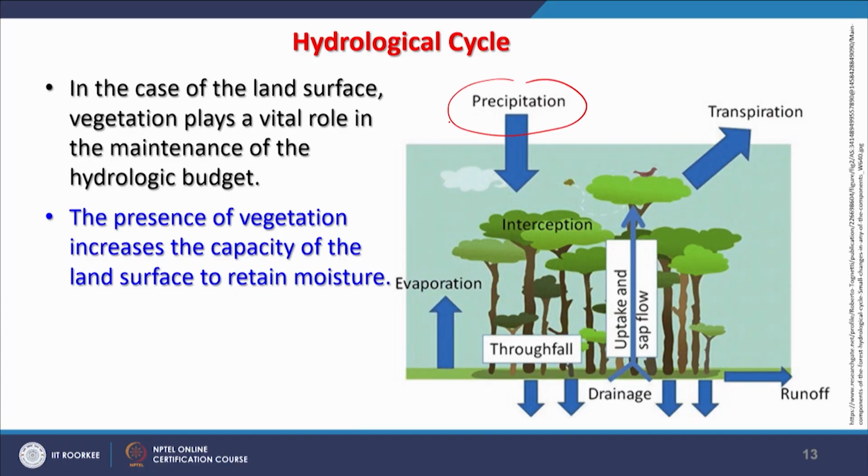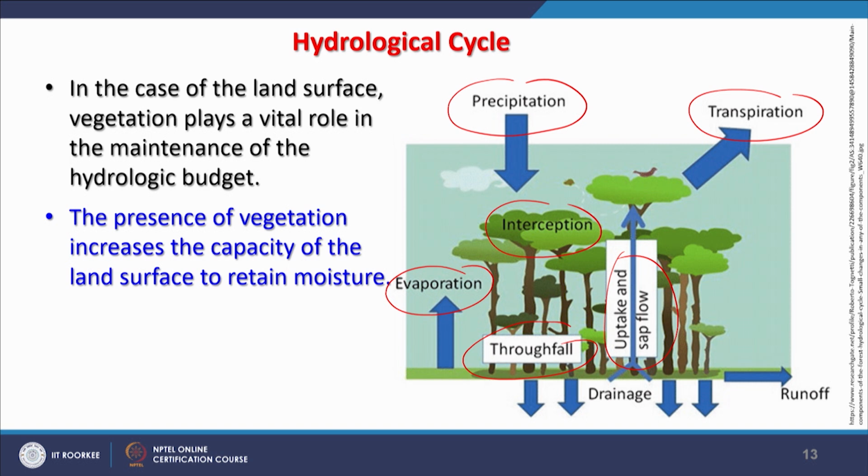And then of course, temperature rise will increase the snow melt and glacier melt and so on. In the case of land surface, vegetation plays an important role in the maintenance of the hydrologic budget, because many processes are controlled by vegetation. Precipitation does not come directly, it is intercepted by vegetation. There will be transpiration, evapotranspiration, evaporation, then throughfall, and then uptake, and finally the water goes to surface runoff or drainage.